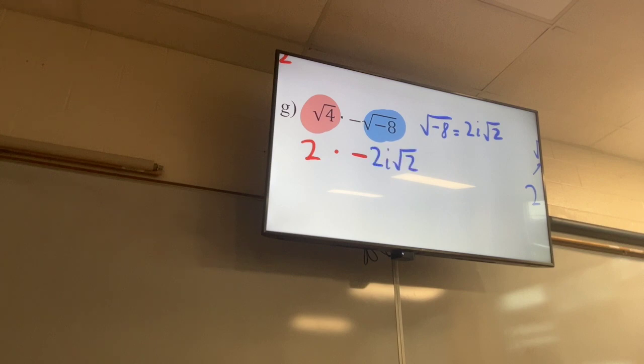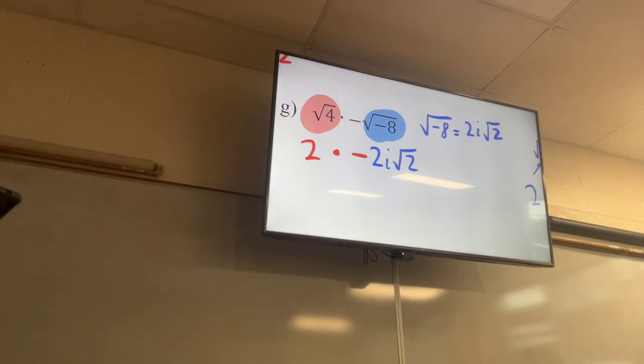Would the I ever go in front of like the 2 on the outside, or will it always go between? What do you mean like in front of? Like write it like I2 root 2? Yeah. That's not mathematically wrong. That's just not how mathematicians usually write it down. It's kind of like you always write 2x. You never write x2.